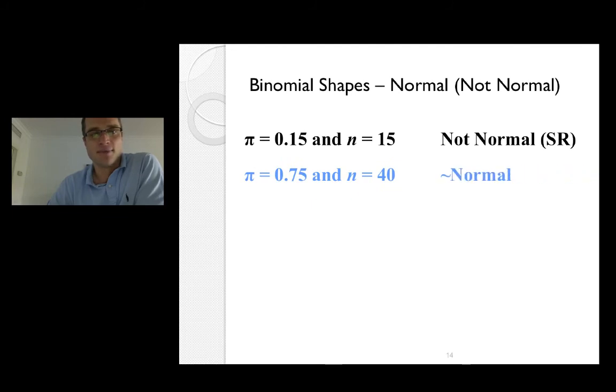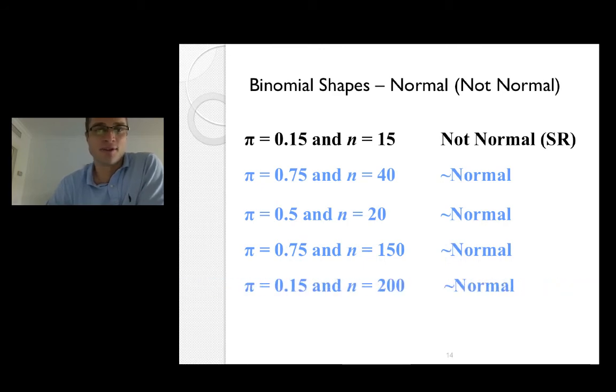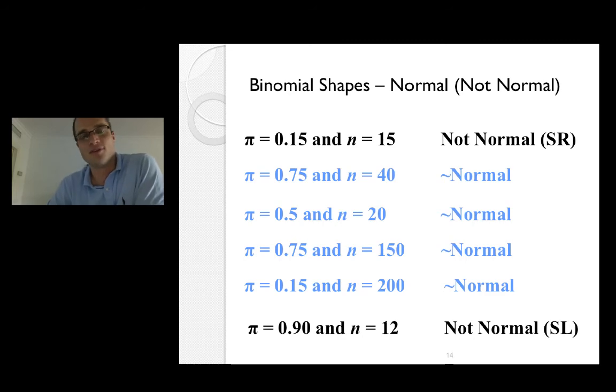The next four are indeed normal. We can approximate them as normal. That's what the little squiggle means. And this final one, with a high probability of success of 0.9 but a number of trials of 12, does not satisfy the normality approximation conditions, and it will be skewed left.